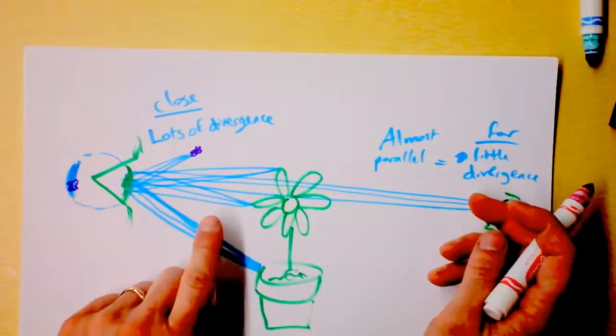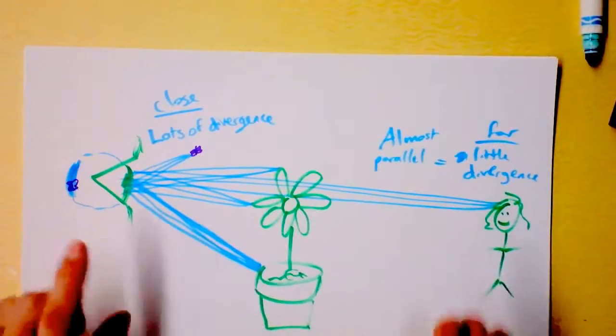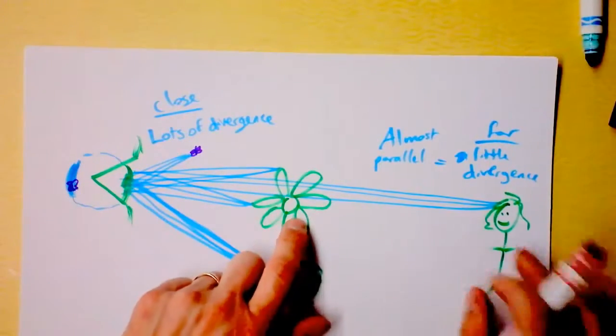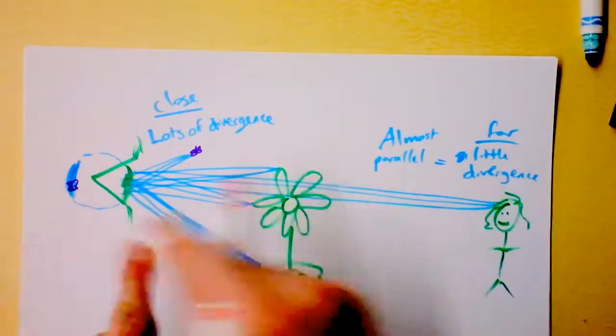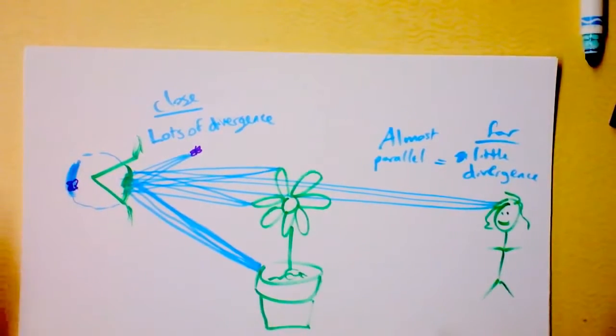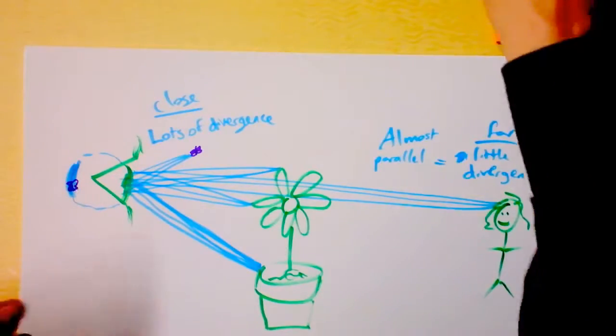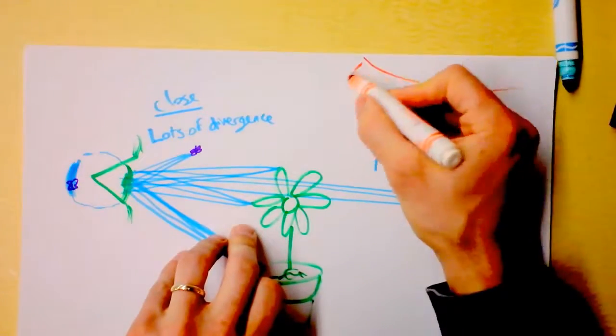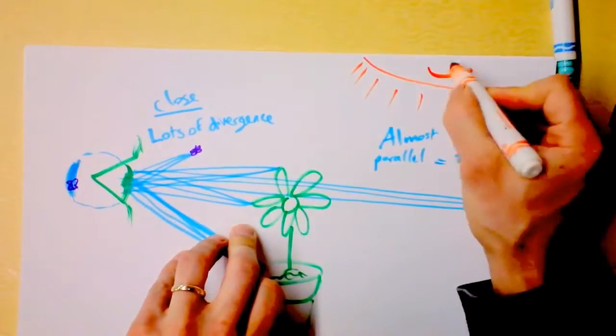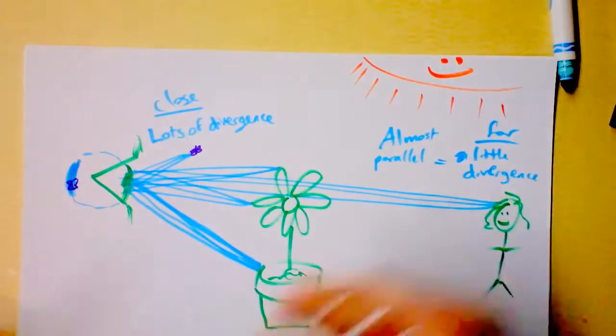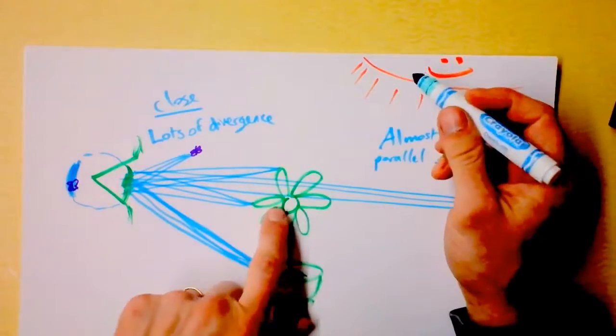Notice that the way I've drawn this, it seems as if each of these things is just zapping light at my eye. That's a little bit silly, right? So let me fill in what's actually happening. The sun is shining. Yay! And it's looking pretty cool. It's a happy sun up here. And the sunlight is hitting the flower.